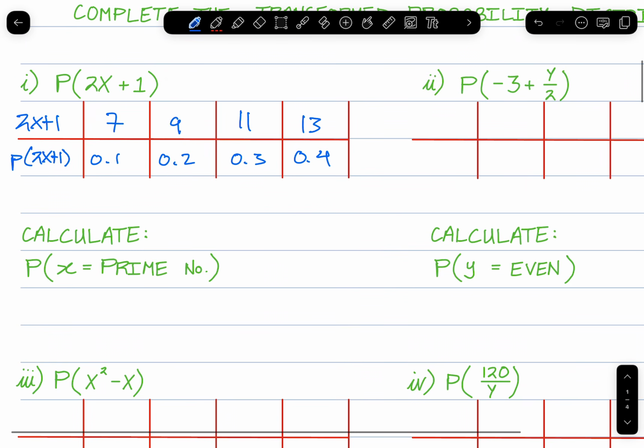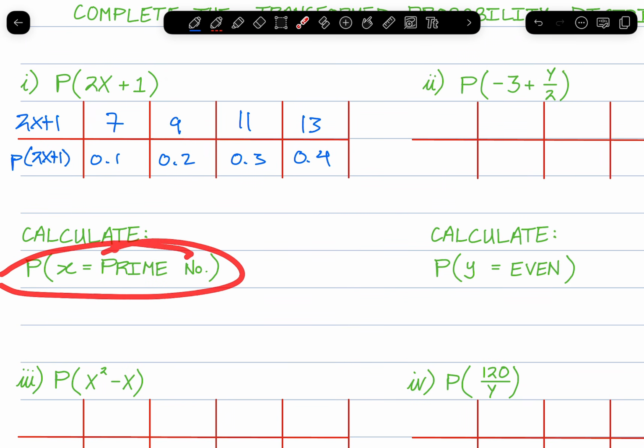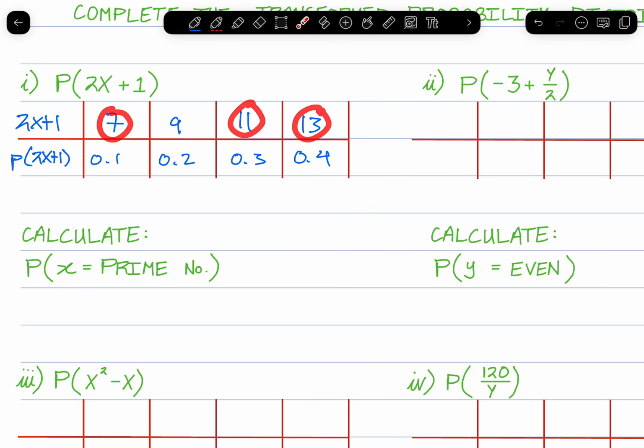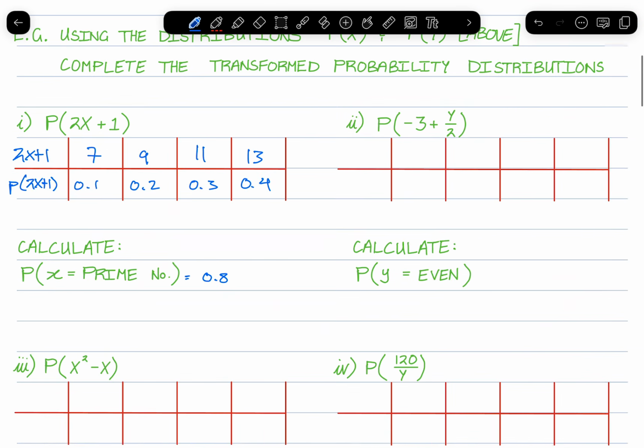And from here, it's just asking, calculate the probability that X is now a prime. Well, we just take a look at these. Which of these are prime? Well, 7 is a prime number, 11 and 13. So we're looking at these three. That will give us 0.8. So 0.8 or 8 over 10, whichever we want to use.